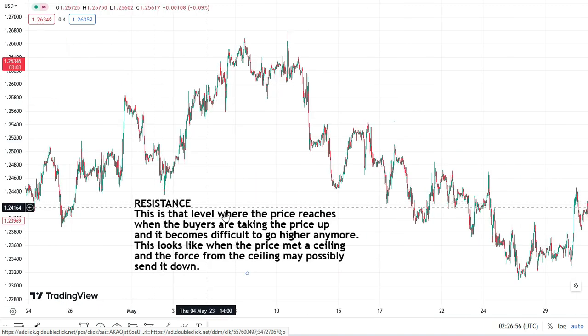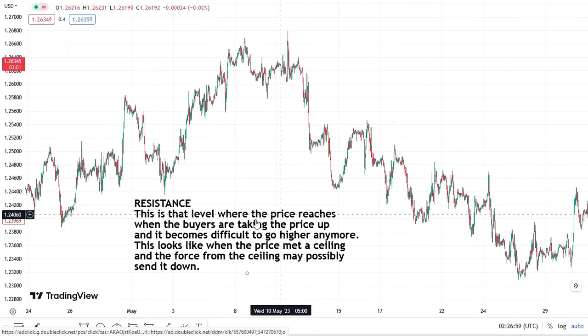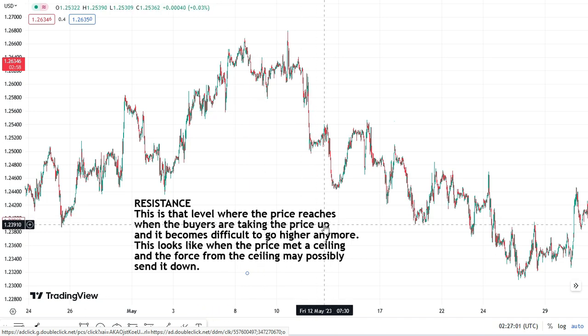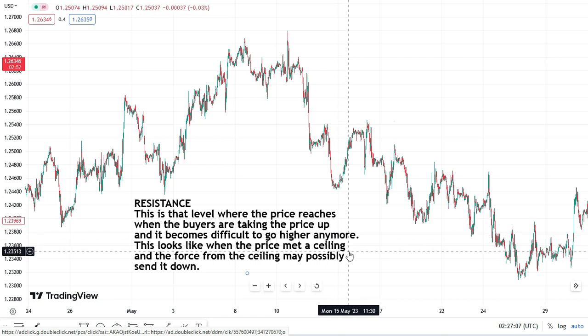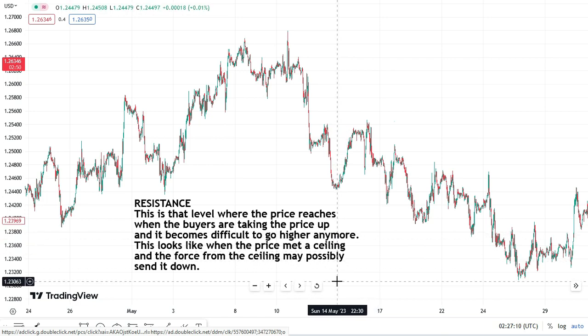Resistance. This is that level where the price reaches when the buyers are taking the price up and it becomes difficult to go higher anymore. This looks like when the price met a ceiling and the force from the ceiling may possibly send it down. So do you get this now?